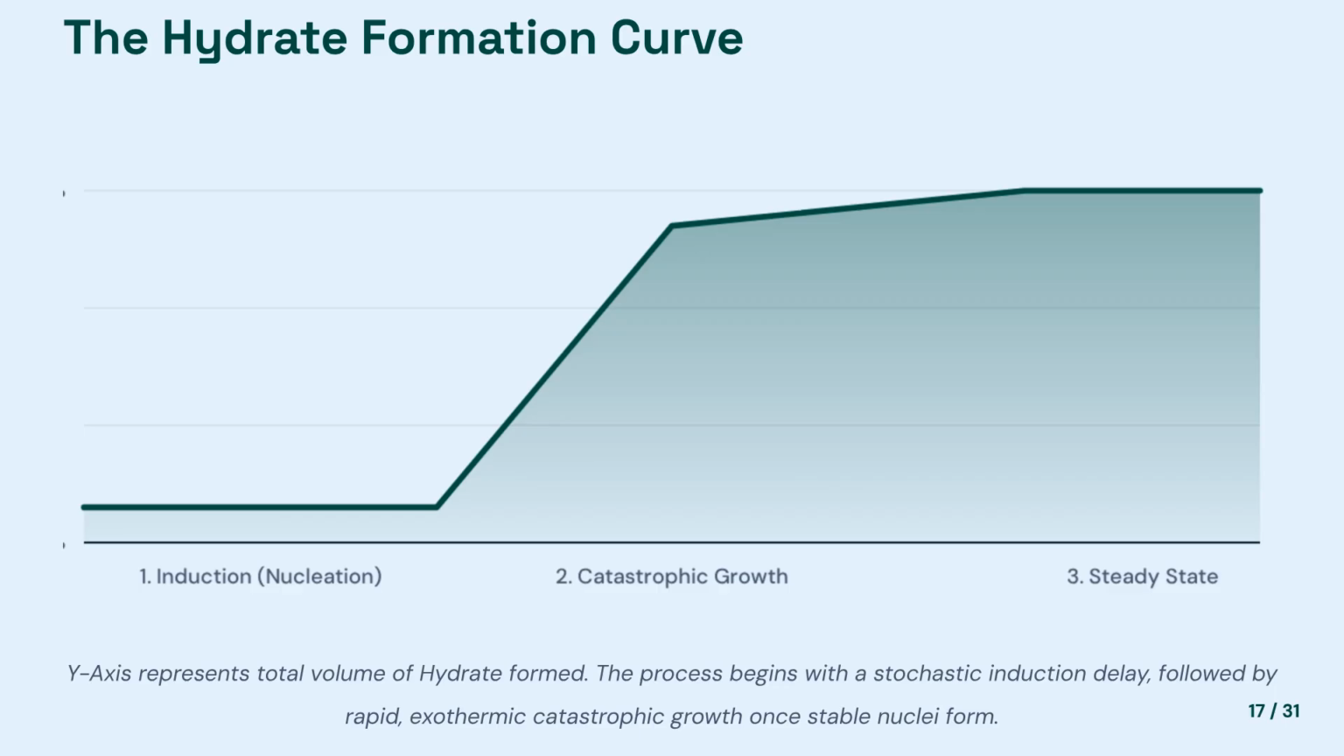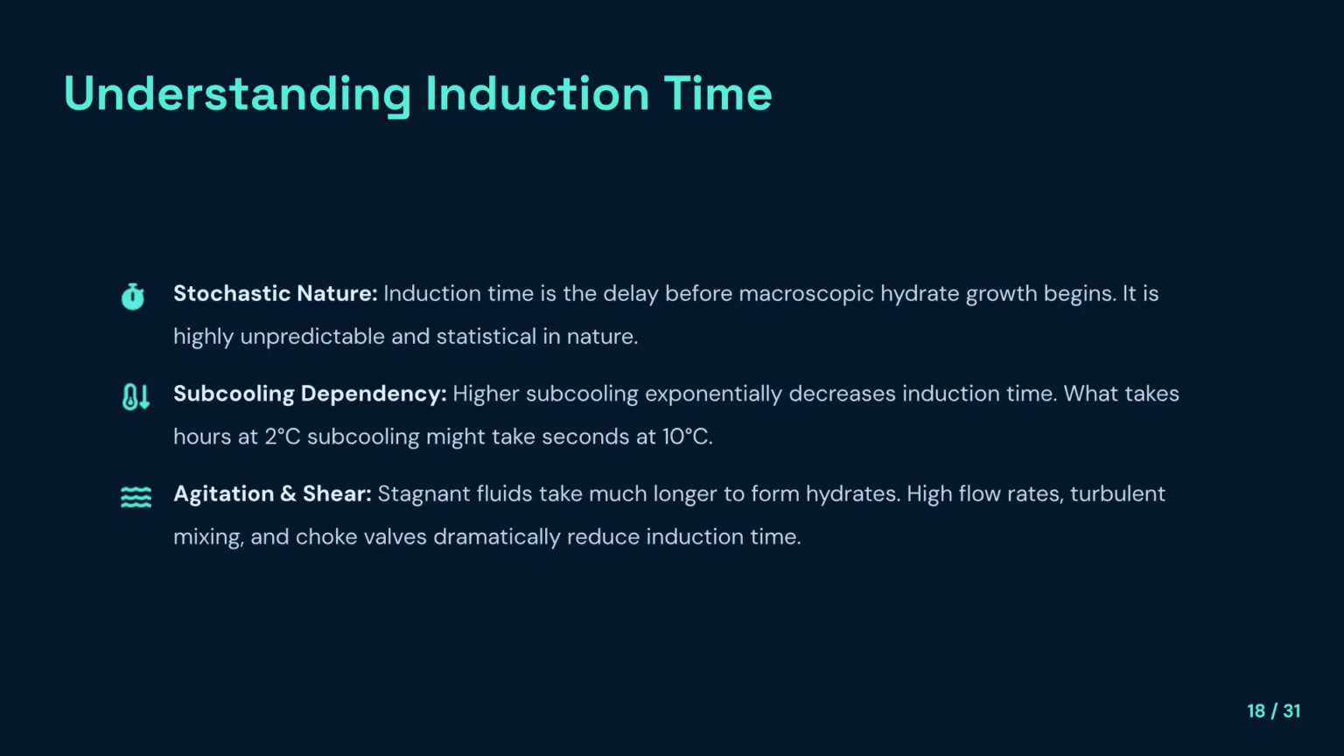The hydrate formation curve reveals a three-step process: an initial, unpredictable induction period, a phase of rapid, exothermic catastrophic growth, and finally, a steady state. Induction time is highly stochastic. It is influenced by subcooling, where higher levels drastically reduce delay time, and by agitation or shear, which accelerate the process.